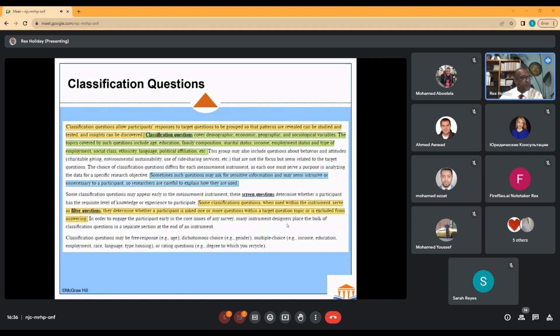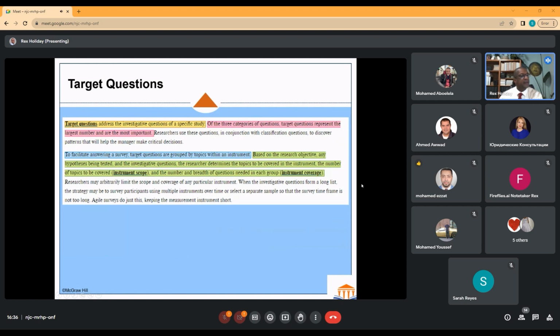Some classification questions, when used within the instrument, serve as filtered questions. Okay, so they determine whether a participant is asked one or more questions within a target question topic, or is excluded from answering. So that's interesting, right? That may be necessary to do that. Okay, all right. Any questions on this? It's classification questions. All right. Okay. Good. Very good.